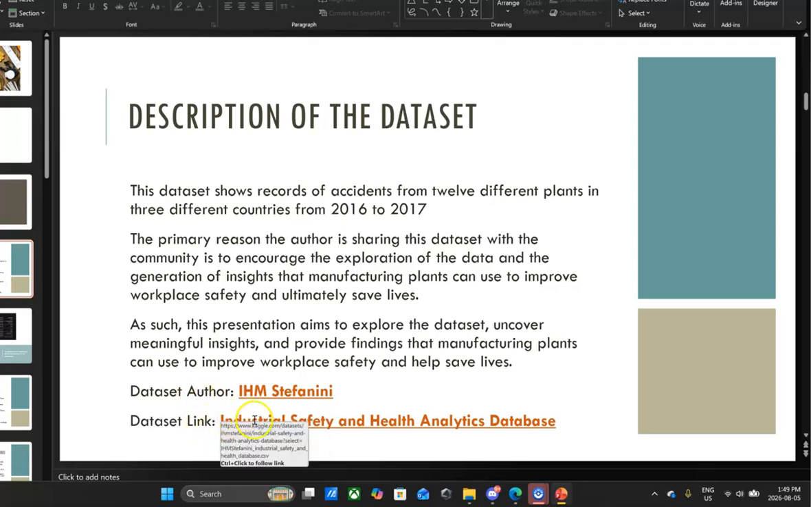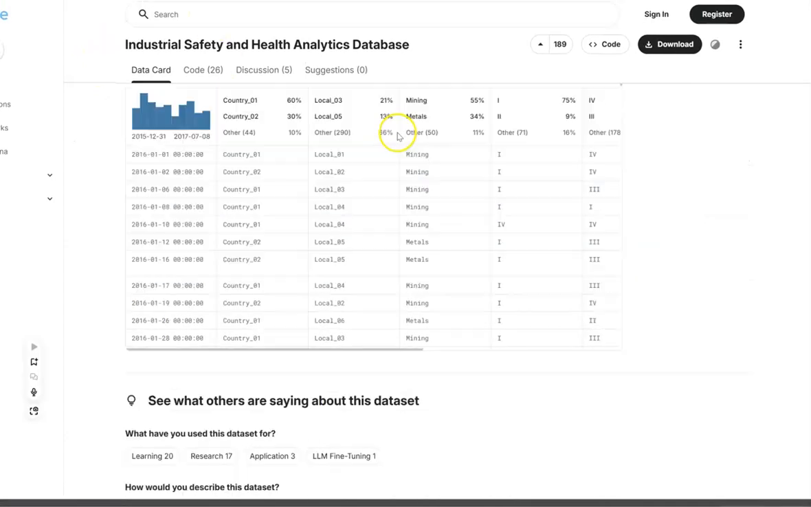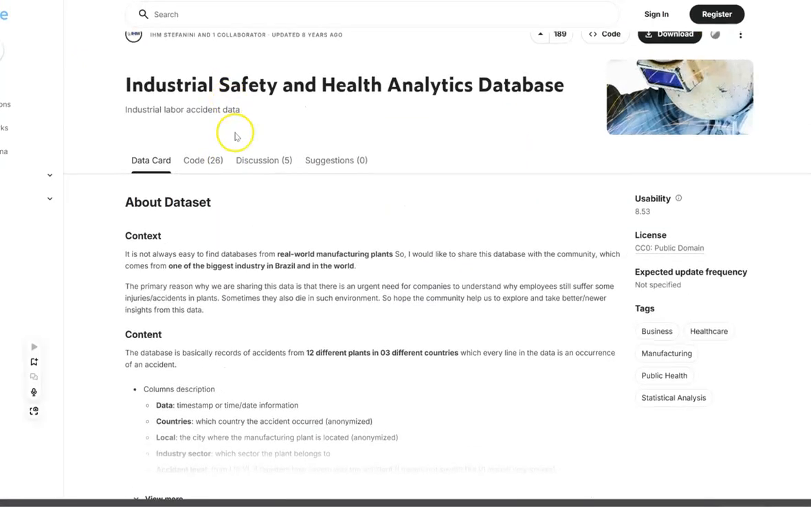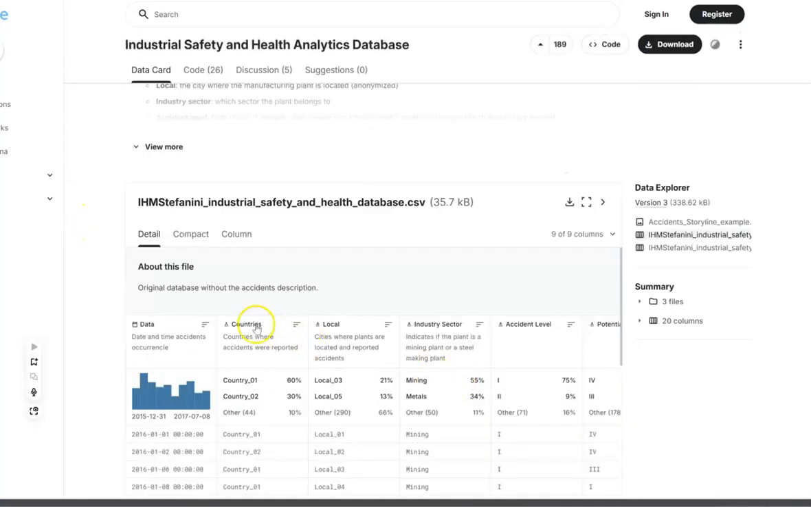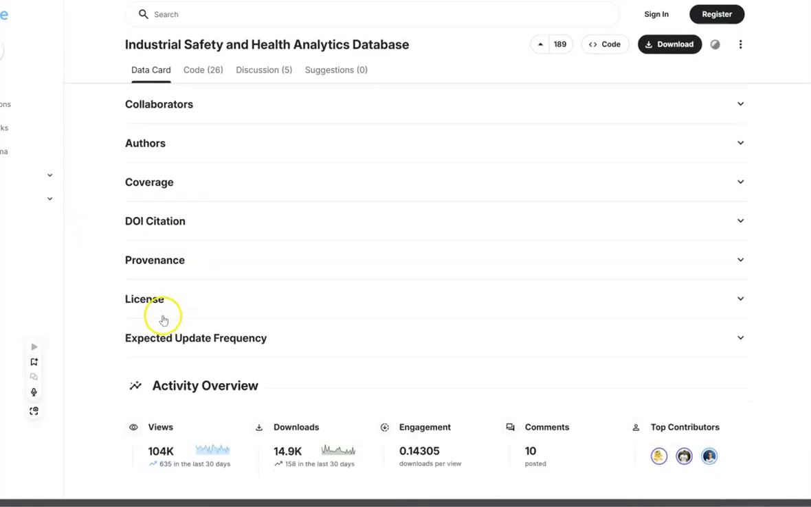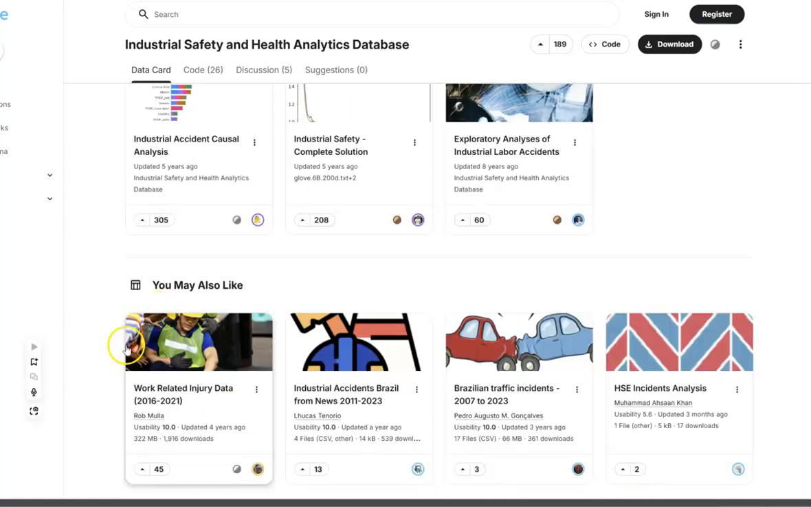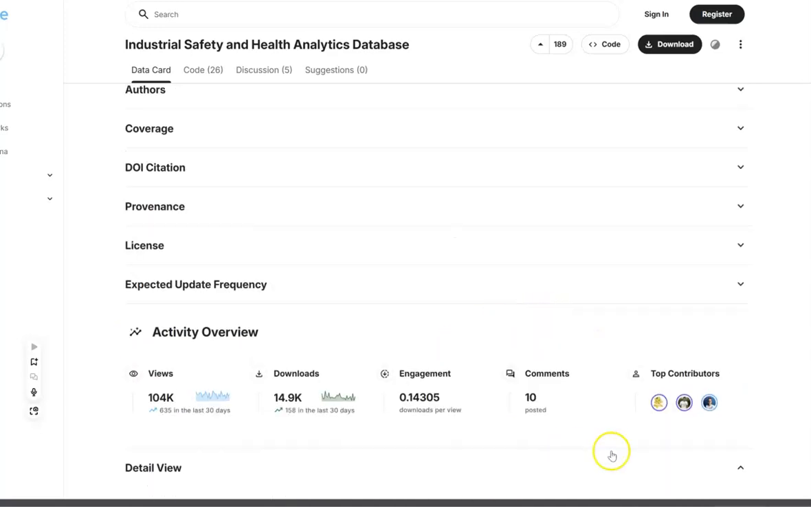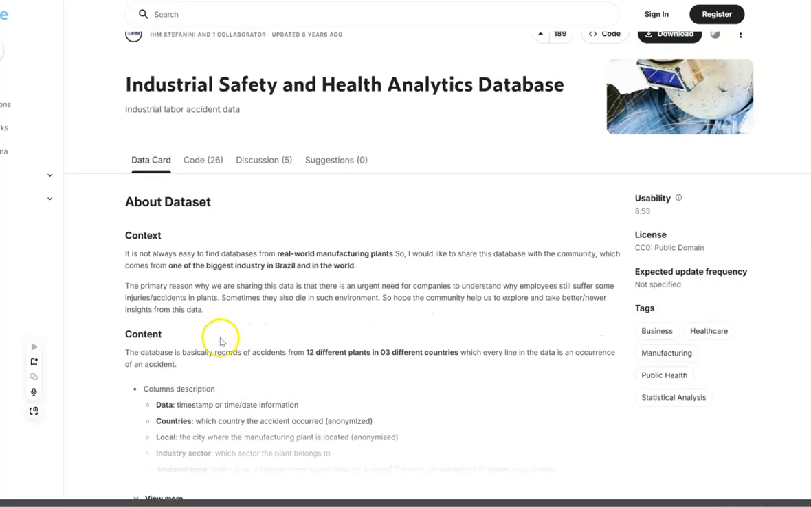So let's look at the dataset link. This is in Kaggle, and this was made, I think, back in 2016 or 2017. I believe 2017 is when it was from. And it's mostly used to generate a lot of insights from many different people, students, other companies, things like that, to ensure that people are safe in these industries.